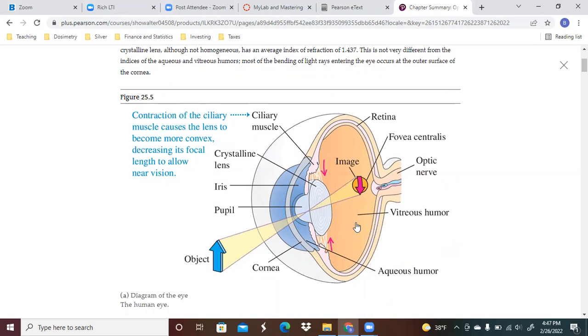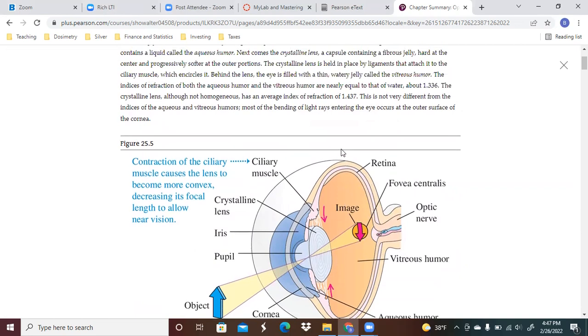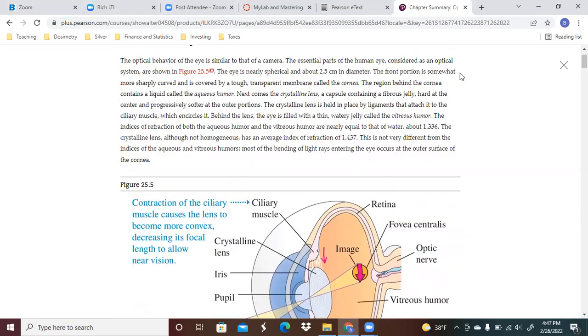So you've got the vitreous humor out here, you've got the aqueous humor here, and then the image is formed in here, and the retina lies along the back of the eyeball. And then leading from that is the optic nerve. So the eye is nearly spherical and about 2.5 cm in diameter.